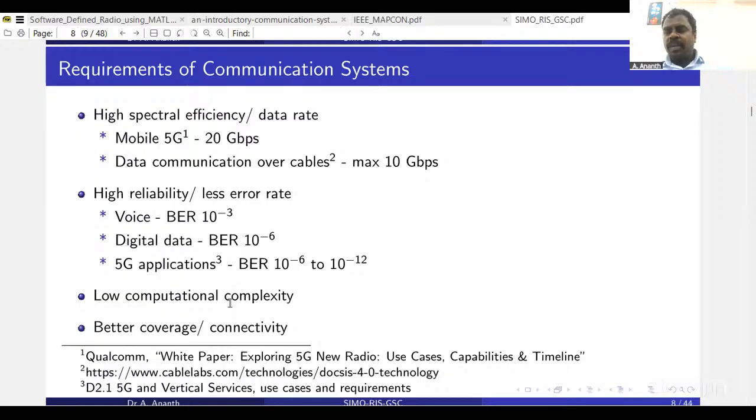Apart from that, we have some constraints like energy efficiency and so on. So there are several requirements, and these are some basic ones. Our work in this presentation will focus on two things. One is trying to achieve good reliability, that means high reliability or less error rate, and the second one is to address the computational complexity involved. So these are the two things our system will address from the requirements of wireless communication systems.